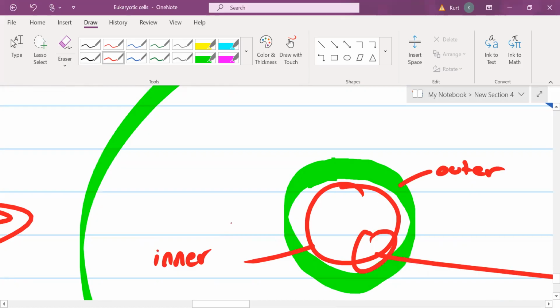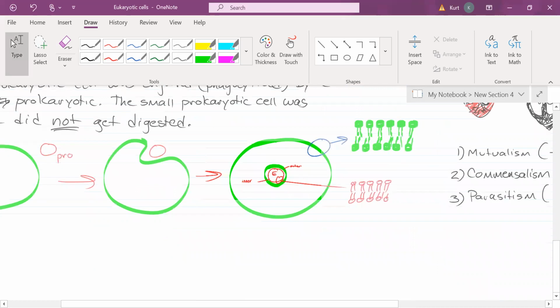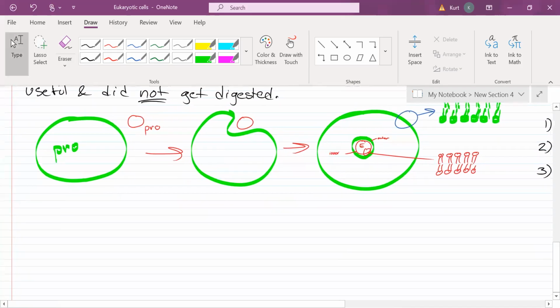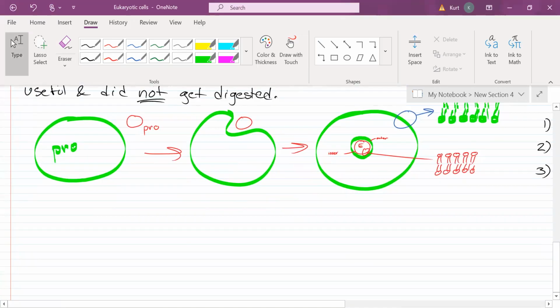And this little cell provides energy. I'll put an E for energy. So rather than be digested, you're going to have a mutualistic relationship. The big green cell is going to provide the little red cell protection and give it food. And in return, the little red cell is going to give the big green cell energy. This is how the mitochondria and the chloroplast actually came to be. Those are the power organelles.